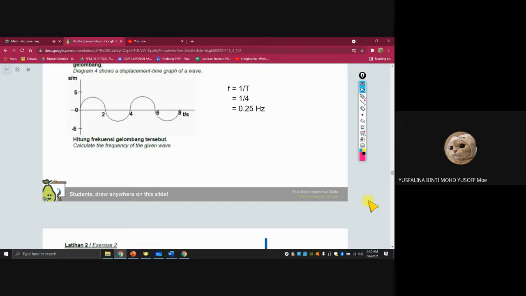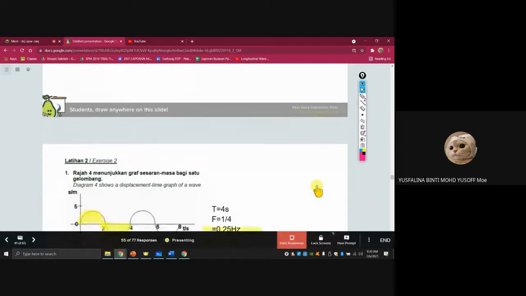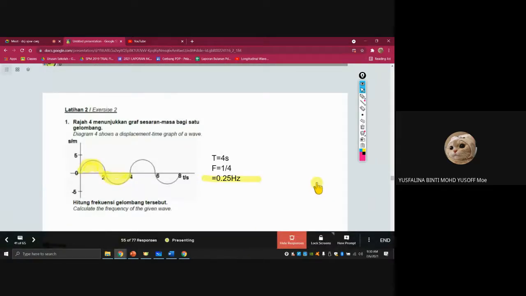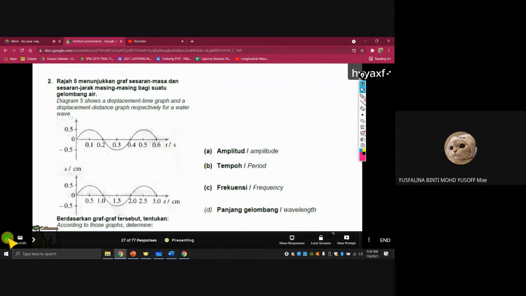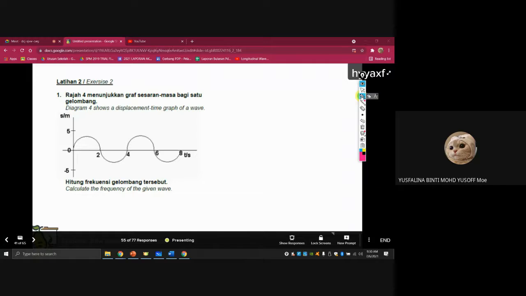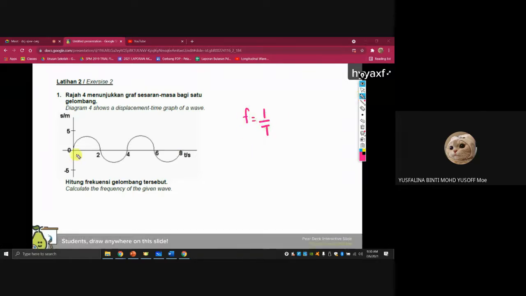Okay, so mostly all of you got 0.25, right? Let's check. This is displacement against time. So frequency F is equal to 1 over T, right? The period is 2 semicircle here, so this is 4 seconds. So 1 divided by 4, you will get 0.25 hertz. Okay, so this one is easy.